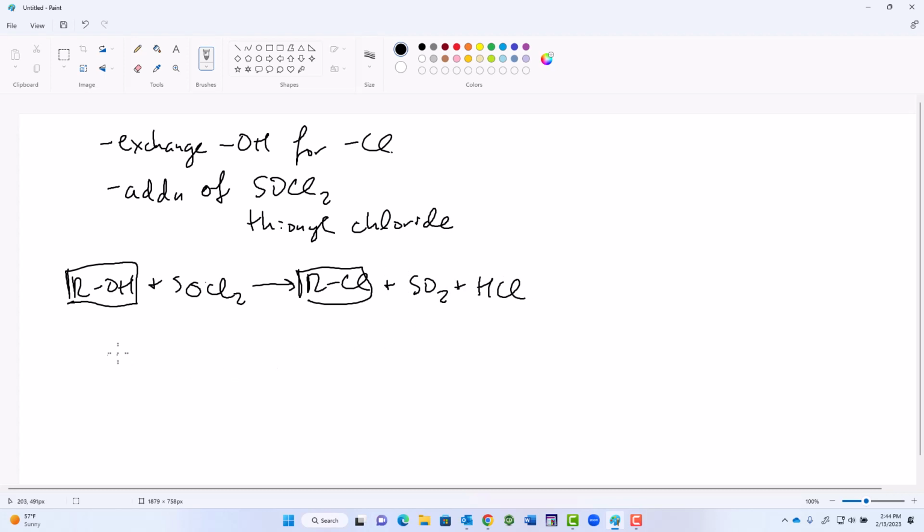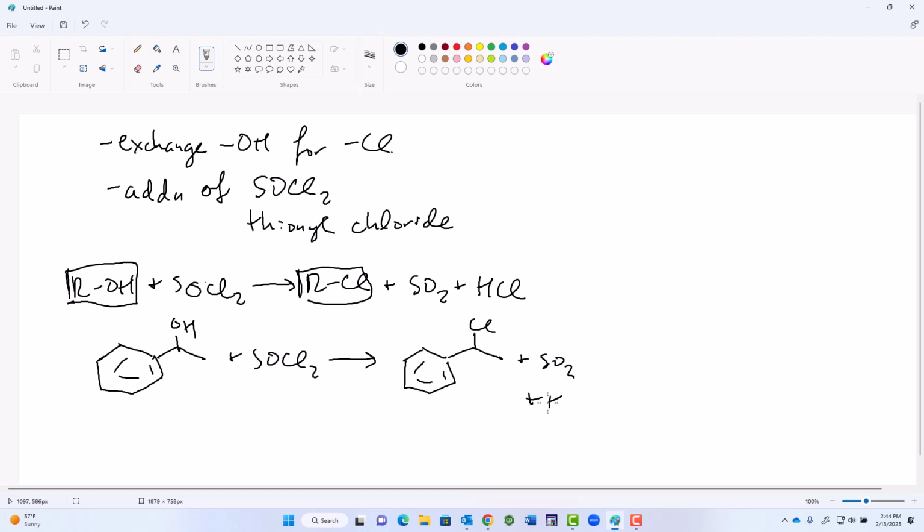So a sample reaction, say we have this benzyl alcohol, so we have this structure here, and we added thionyl chloride. We would substitute the OH for Cl, and we would generate again SO2 plus H2O. What we see is this does not result in inversion of stereochemistry, and we'll see that some of these reactions do. So if these are both up, this would not result in inversion of stereochemistry.